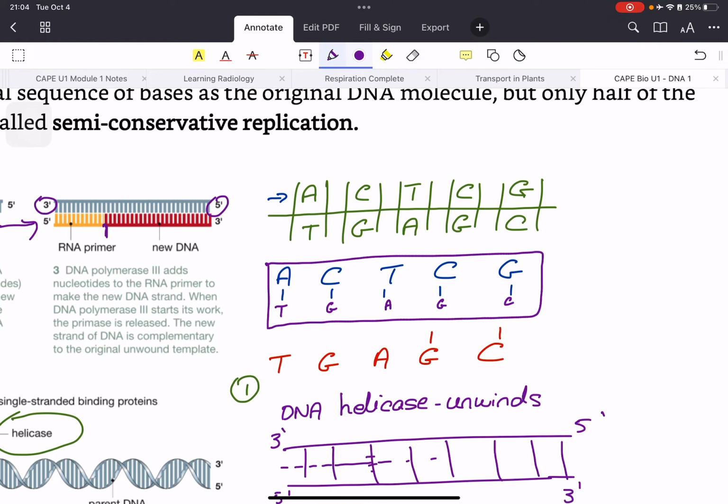Look at the big A and the big T. It's the same, it's the exact copy, right? So that's how it replicates. And the same thing will happen for the bottom chain.